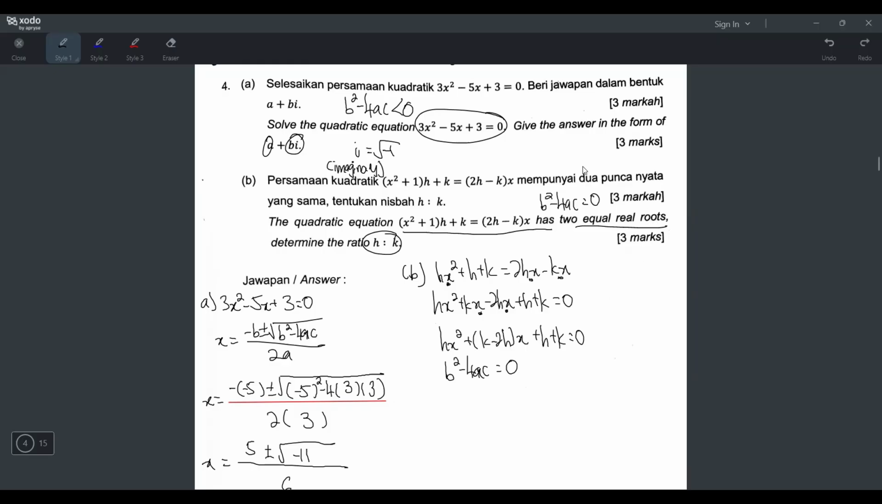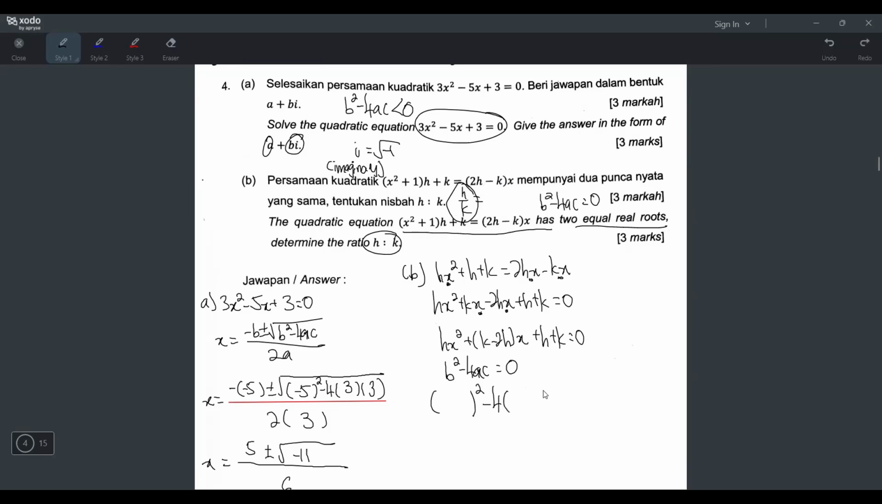Two equal roots. Okay, the soalan asks us to find h ratio k. It means you don't need to find h and k separately. You just have to find h over k, because h ratio k means h over k lah, right? So what you are finding is actually this h over k. You are not finding h and k separately. You are finding h over k together. So I'll show you how.